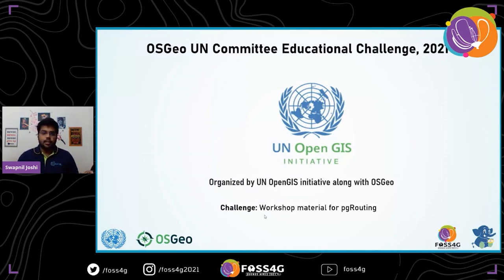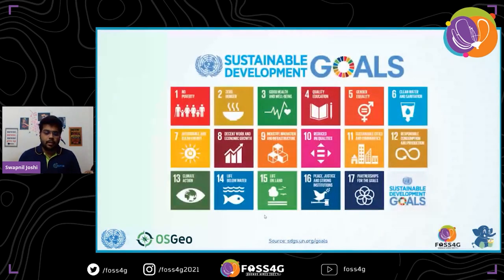So what is SDG? SDG stands for Sustainable Development Goals. The Sustainable Development Goals were envisioned by the United Nations. These are the 17 interconnected goals that were adopted in 2015. This was a universal call to all the nations to take action to end poverty, hunger, and to protect the planet from overexploitation. The 17 goals are integrated in such a way that they recognize that action in one domain will affect the outcomes in others. So the aim of this challenge is to expand the PG Routing workshop to cover 3 of the UN Sustainable Development Goals.